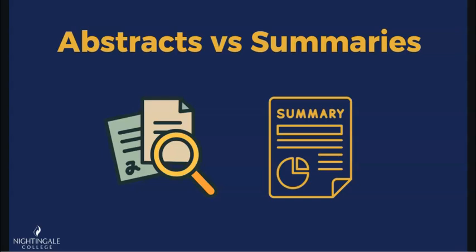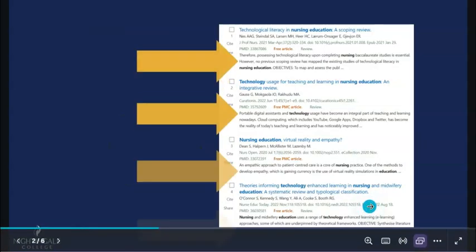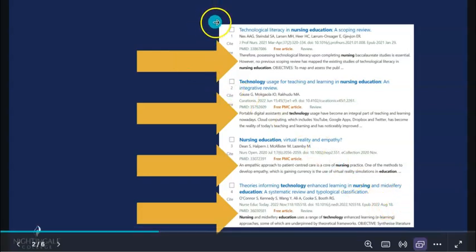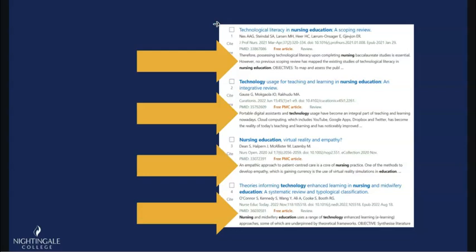In this video, we're going to talk about some key differences between two different types of shortened texts, abstracts and summaries. When starting out doing research and looking at research results, we might notice some shortened texts within our result findings. These are generally abstracts.